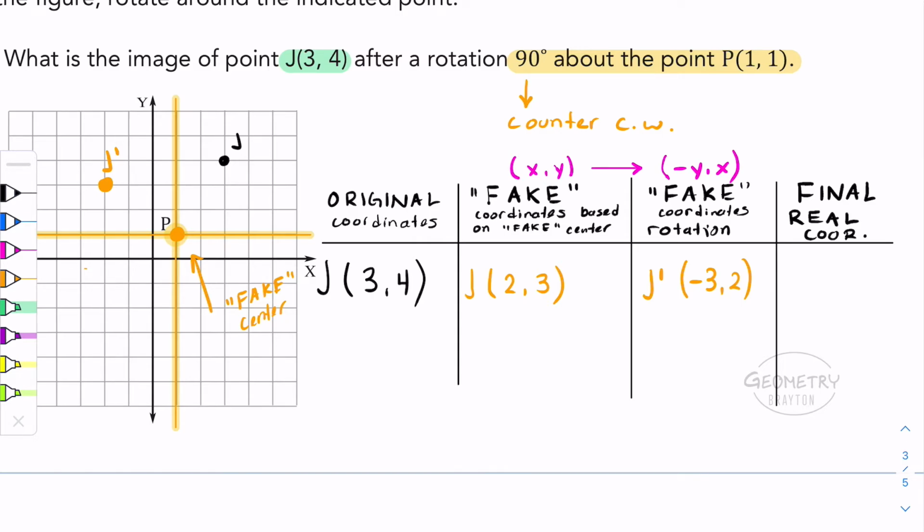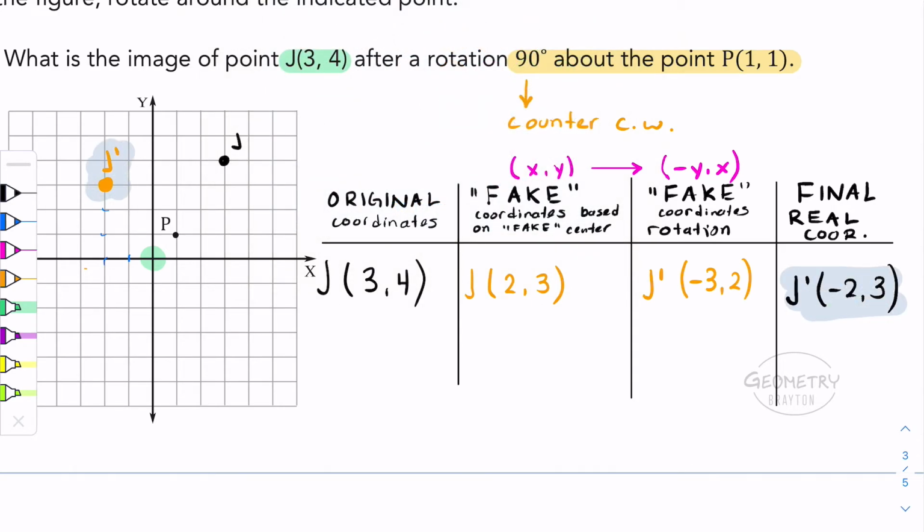So I'm going to erase my fake center. And now I'm going to go back to my original center of origin, and I'm going to count over to where that point is that we just plotted. And that point is at negative 2, positive 3. Negative 2, positive 3 is my final answer. That's what I'm looking for.